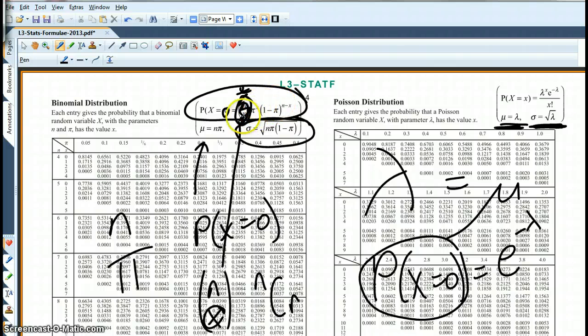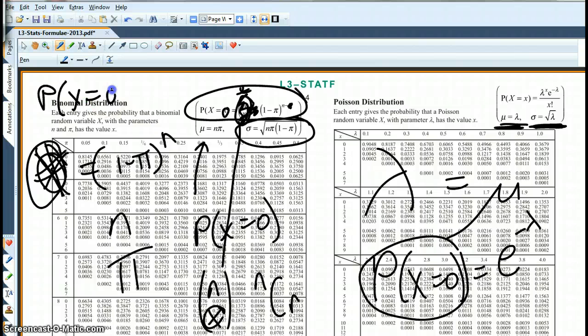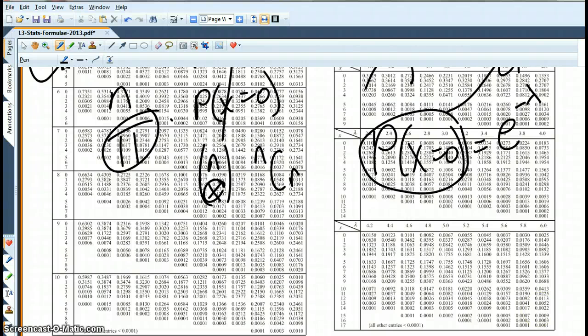Anything to the power of 0 disappears, and if x is 0, then that's gone. So I end up with a value that you're given, whatever value that might be, equals 1 minus pi to the power of n. So if you know the probability of x equal to 0 is whatever, and you know the number of trials, you can actually solve for pi. Okay, so those both kind of work similarly. Okay, good luck.